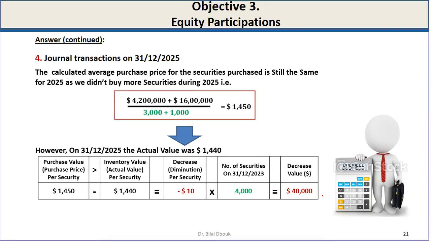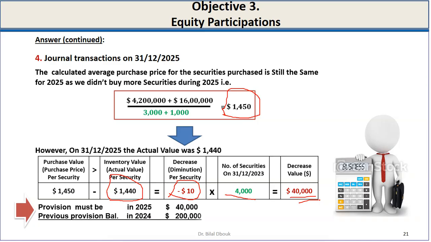Moving to the last year, which is year 2025, I do the same exercise. I compare the inventory value and the purchase price. I have a weighted average that is still the same, $1,450, and I have an actual value of $1,440. So I have a decrease of $10 per security times 4,000 securities equals a $40,000 decrease. So I need a provision balance at the end of year 2025 of $40,000.